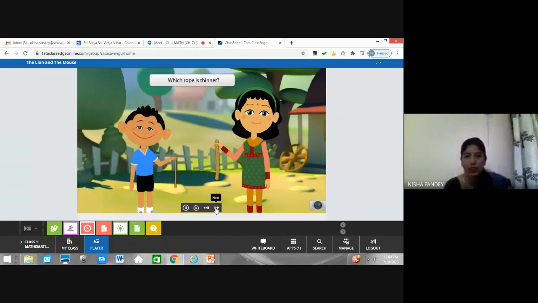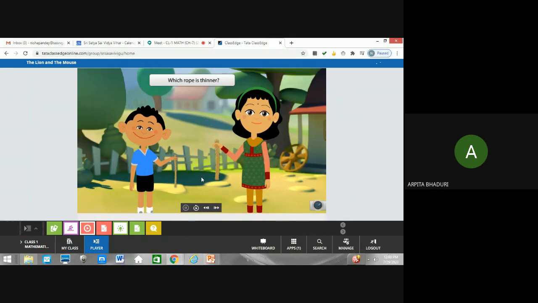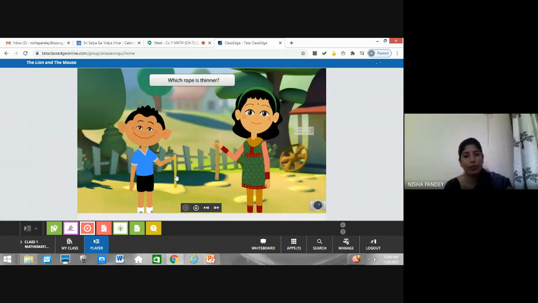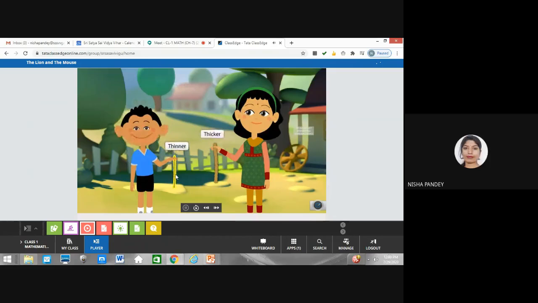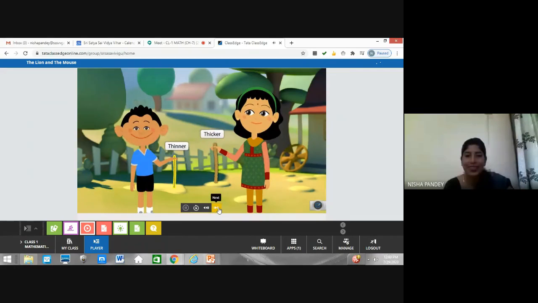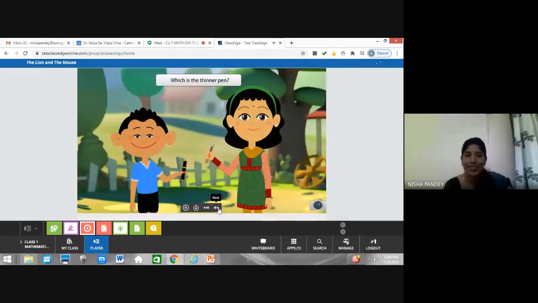Which rope is thinner? Click the thinner rope. So which one is thinner rope? Ma'am, jo Pasha ke paas hai. Very good. So we'll see it. That's right. I'm holding the thinner. Very good. Let's see next. Which is the thinner pen? Click the thinner pen. So thinner pen, you have to identify, children, here.